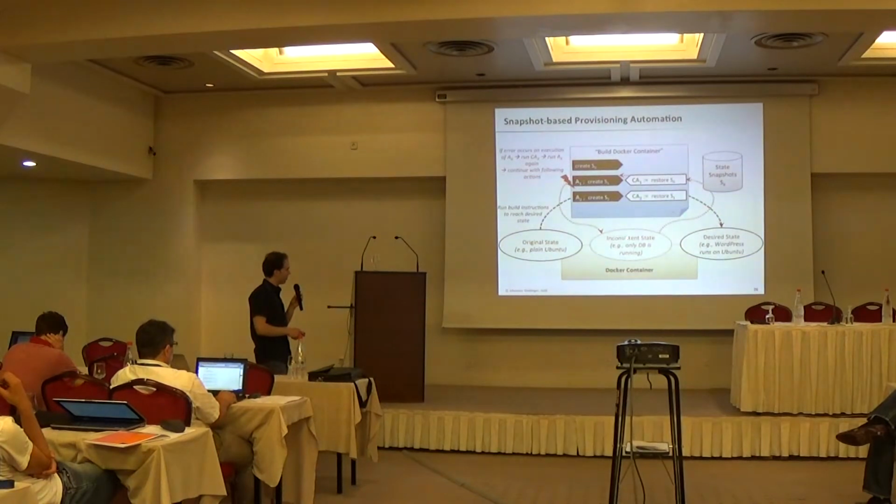So you end up, as before, in an inconsistent state, but then you just reverse the work, basically, that has been done since the last successfully taken snapshot. So you just revert the work, and then you run this action again and continue with the other actions.